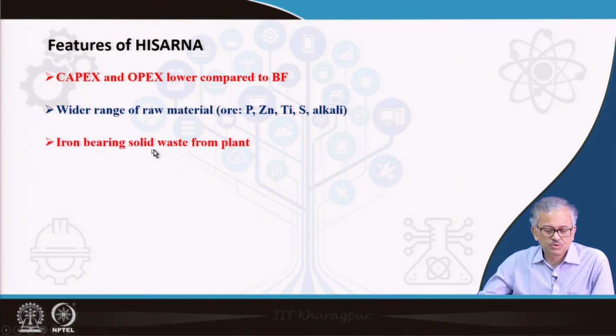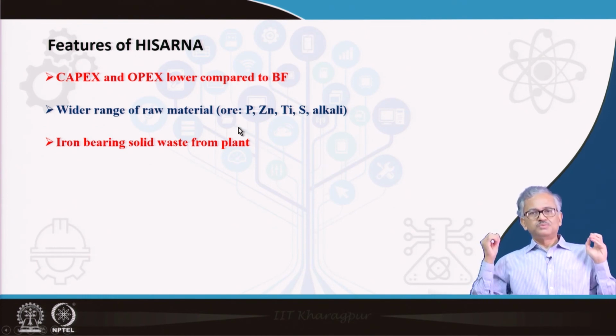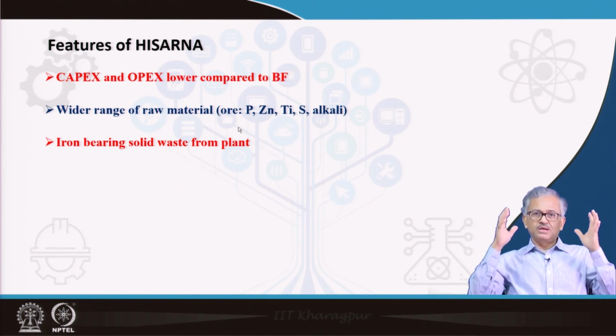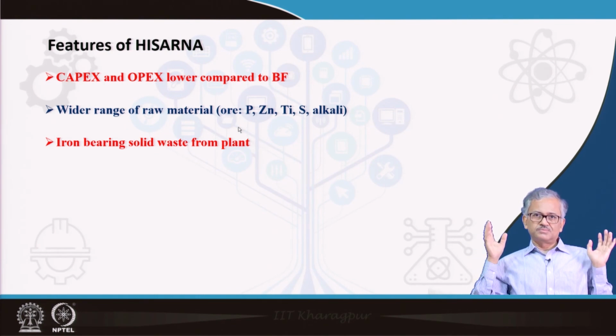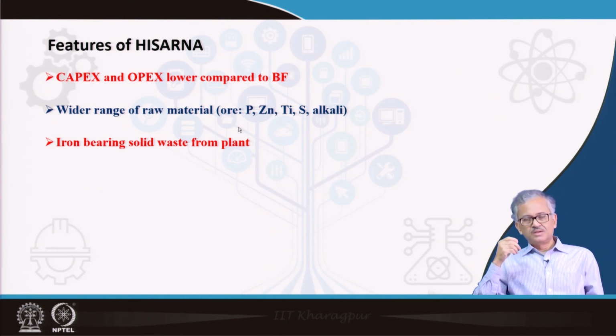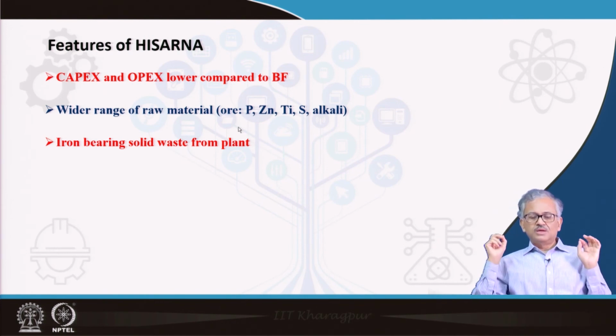And iron bearing solid waste, because this wide range of raw material is used, because zinc is not a problem, it will vaporize and go away from the system. In the blast furnace all this problem comes because the zinc vapor chokes the shaft, and in the presence of alkali, the raw material swells and then crumbles, generates fines, and chokes the shaft. So, all these problems are there. Okay.